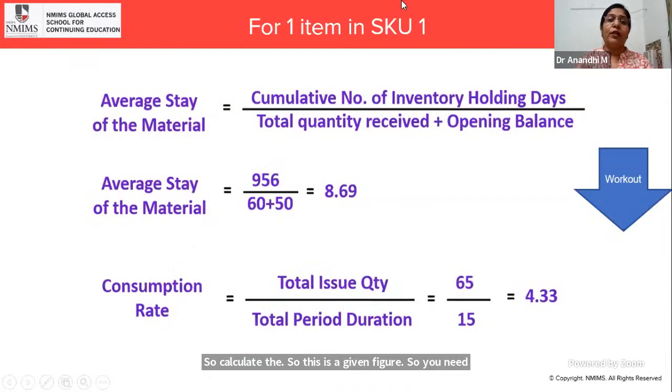With that, we are going to calculate the average stay and the consumption rate. The average stay formula says the cumulative number of inventory holding days divided by the total quantity received plus the opening balance.